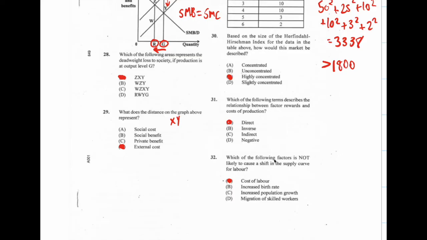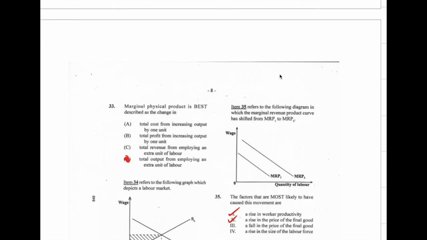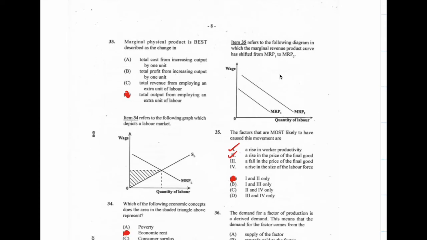Which of the following factors is not likely to cause a shift in the supply curve for labor? Remember that the cost of labor is wages. So the answer would be A, because that would actually only cause an expansion or contraction along the supply curve for labor. All the other ones would actually shift the curve though. 33 says marginal physical product is best described as the change in total output from employing an extra unit of labor.